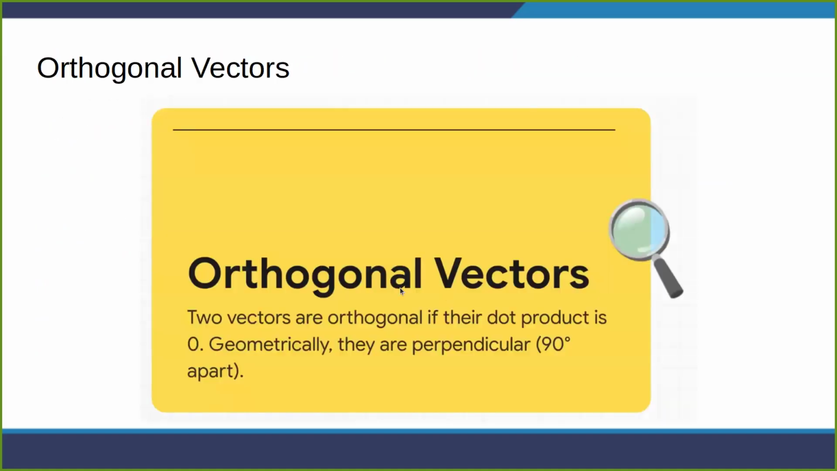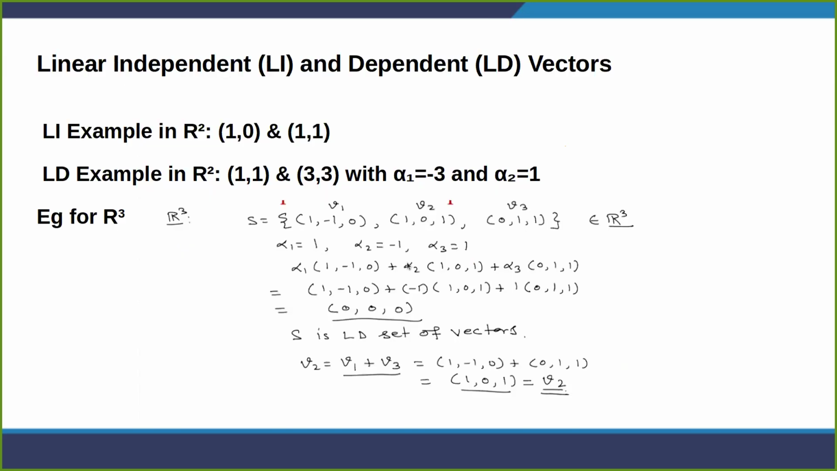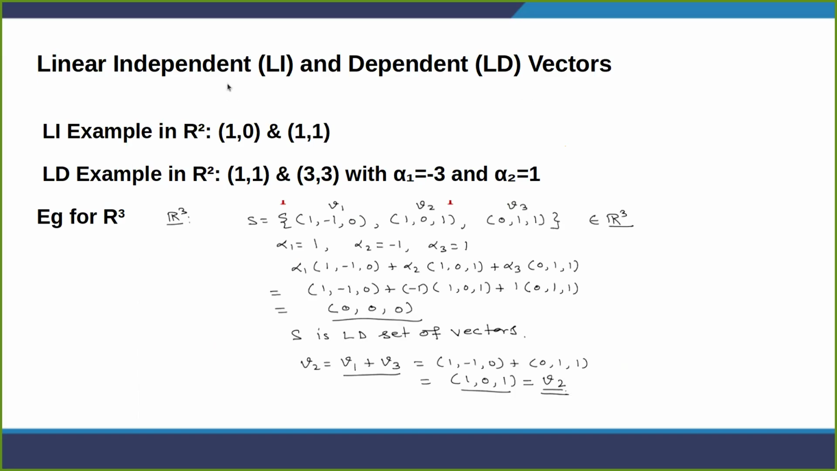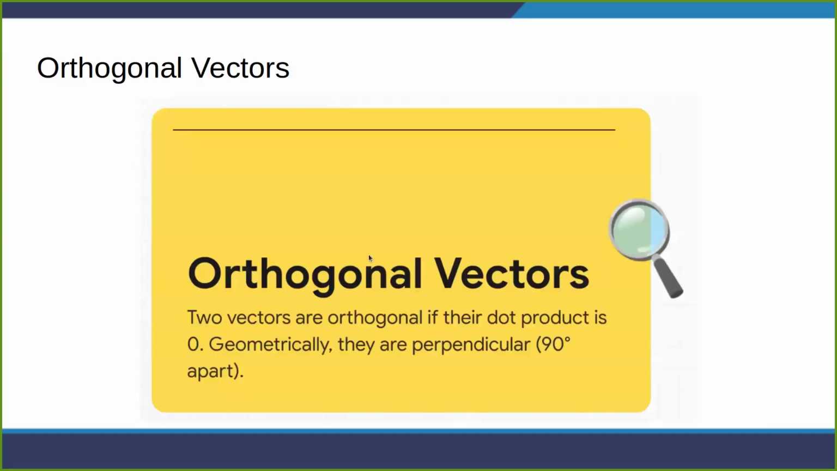If they are completely unrelated to each other, should they belong to the linearly independent or dependent vectors? The answer is linearly independent, because their dot product is 0 and they are completely unrelated to each other. So this is one point: every pair of orthogonal vectors is linearly independent in nature. So what are orthogonal vectors? Two vectors are orthogonal if their dot product is 0. Geometrically, they are perpendicular, which I talked about in the previous slides.